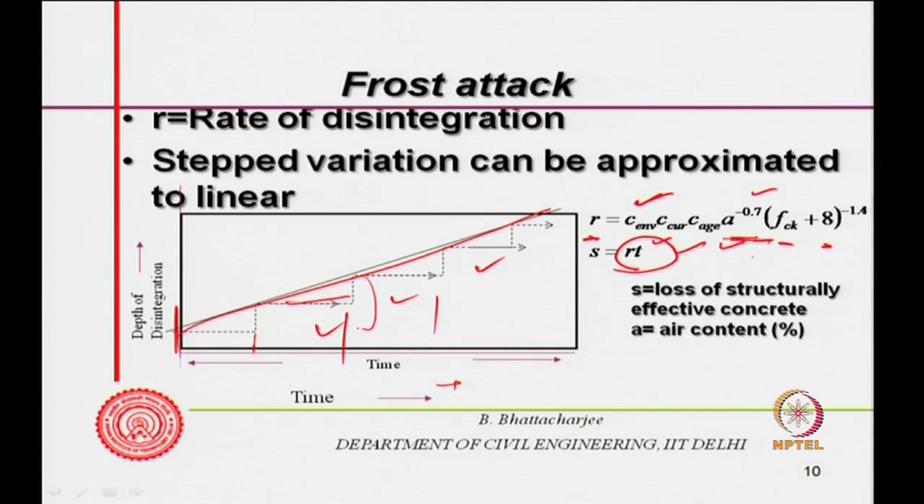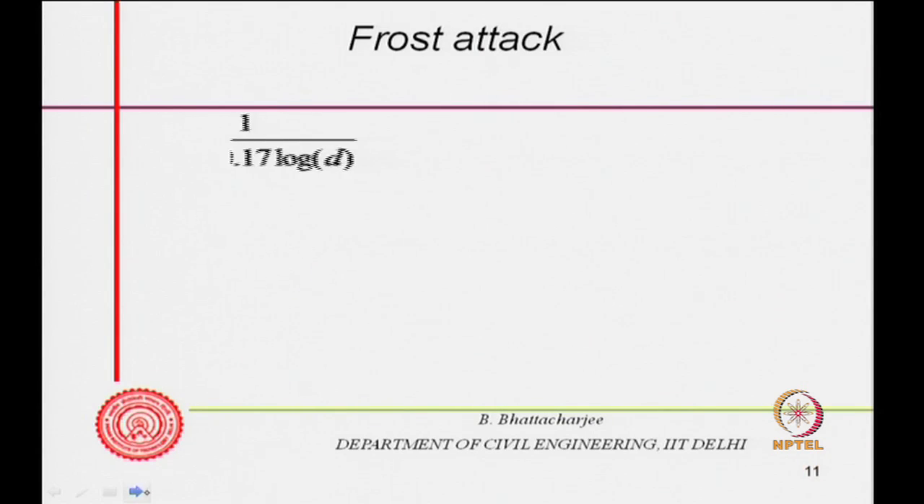this line, and structurally effective. So, this depth represents the depth of disintegration. So, S equals R into T. Now, how are C environmental, C curing and C age determined? C environment is related to the environment of exposure, C curing is related to the curing condition, and C age is related to age, and these are constants. So, now these are given in the next slide.